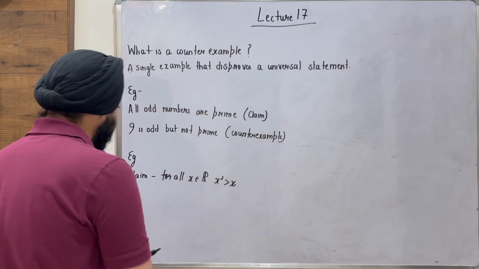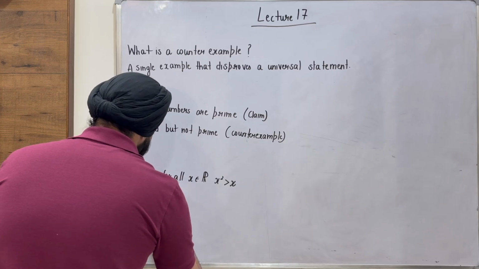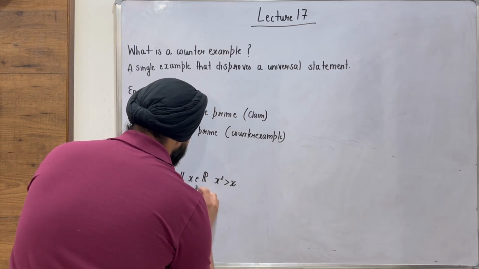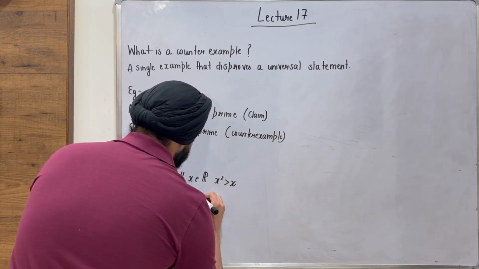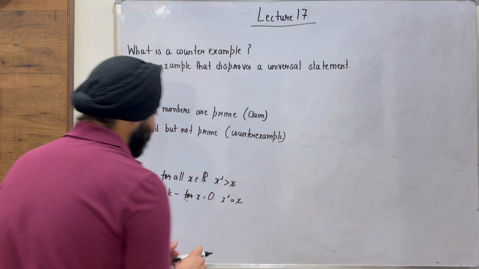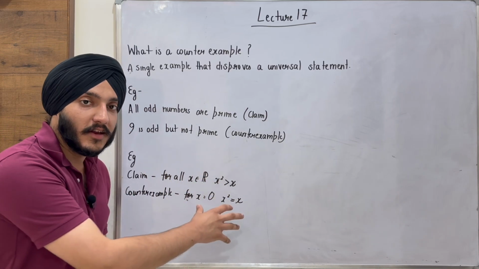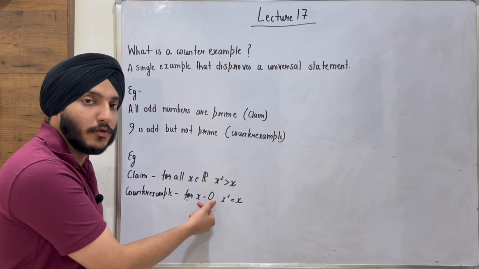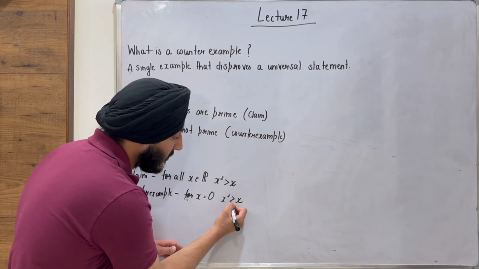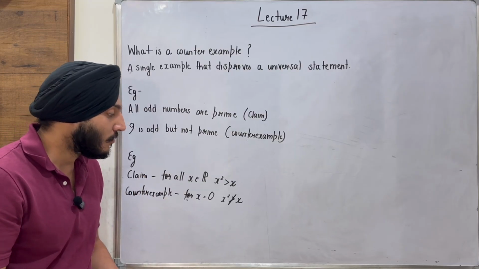The simple counterexample would be zero. For x equal to 0, x squared is equal to x. So somebody made the claim, let's say, x squared is greater than x. But if I consider the value of x equal to 0, in that case, x squared is equal to x. And that basically means that x squared is not greater than x. So that is another counterexample that we can do.